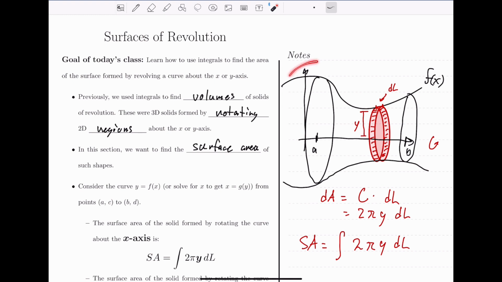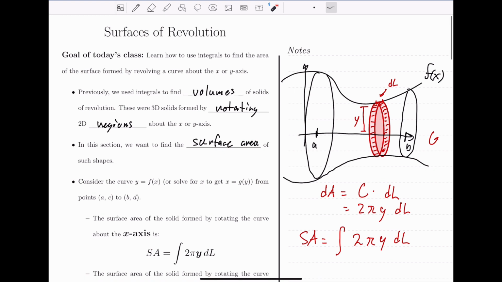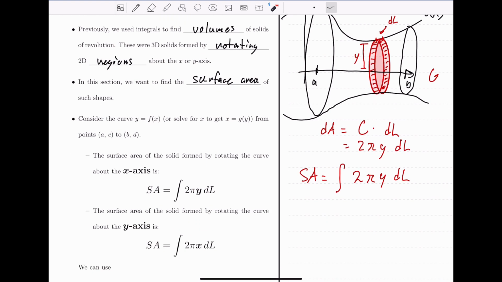Now, we could also think of rotating around the y-axis. If we rotate around the y-axis, we get a similar expression, except the radius would be a distance from the x-axis. So we'd use x as the radius in that case. So if we rotate around the y-axis, the formula is 2 pi x. It's the same except for the radius. Instead of having a y radius, distance from the x-axis, we have an x radius, which is the distance from the y-axis. So we have an expression for rotating around the x-axis or for rotating around the y-axis. These integrals will give us the surface area of the resulting shape.